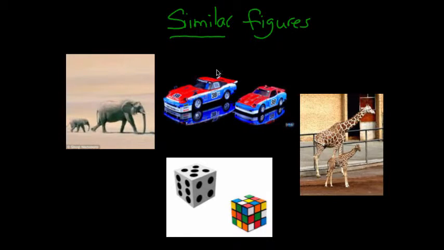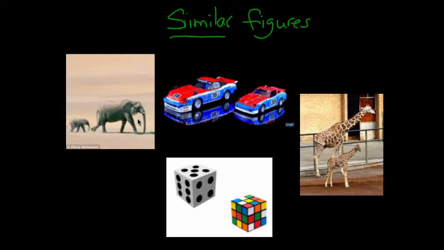Now, with similar figures, let's look at these pictures because our very first question is, or should be, what is a similar figure? What are these elusive and wonderful things? If you look at these pictures, I have pictures of animals as well as objects. Notice that I have two elephants, two cars or two race cars, two giraffes, and two cubes.